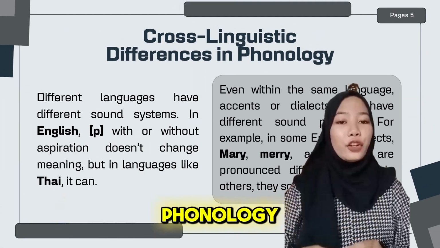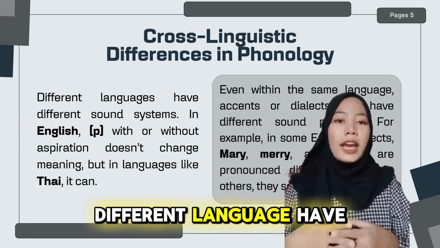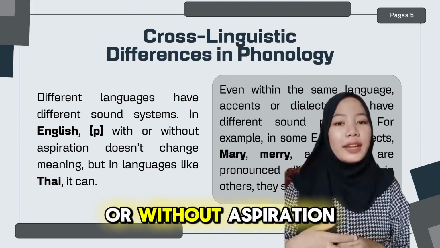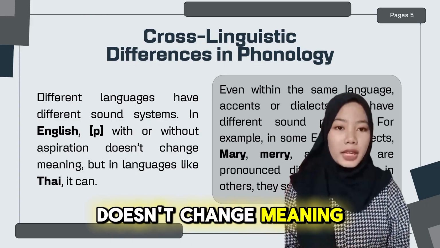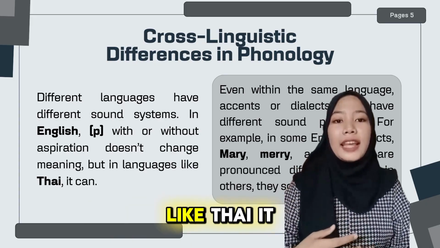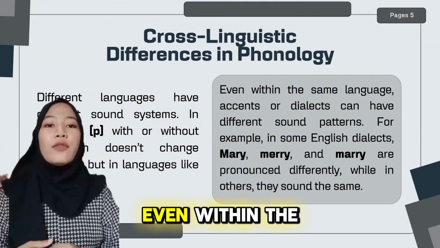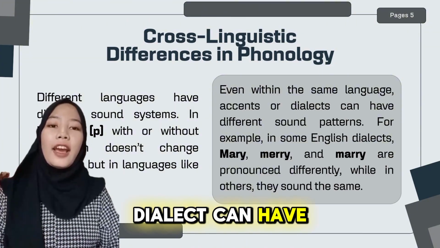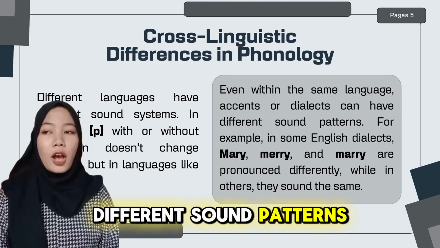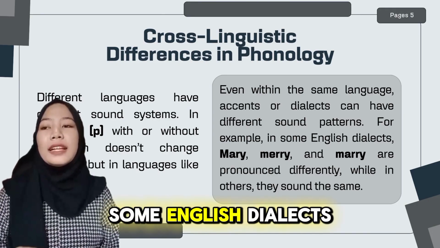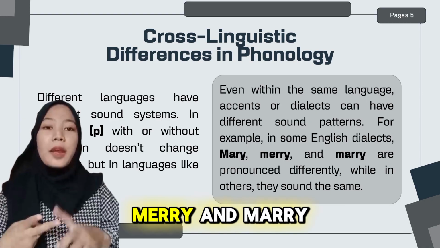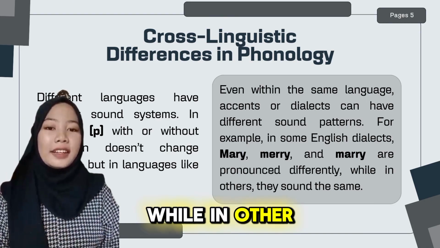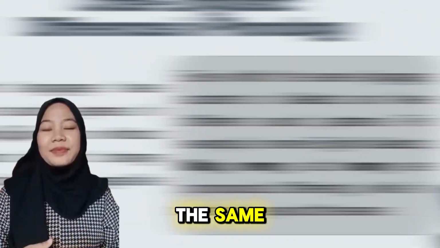Cross-linguistic differences in phonology. Different languages have different sound systems. In English, p with or without aspiration doesn't change meaning, but in a language like Thai, it can. Even within the same language, accents or dialects can have different sound patterns. For example, in some English dialects, Mary, merry, and marry are pronounced differently, while in others, they sound the same.